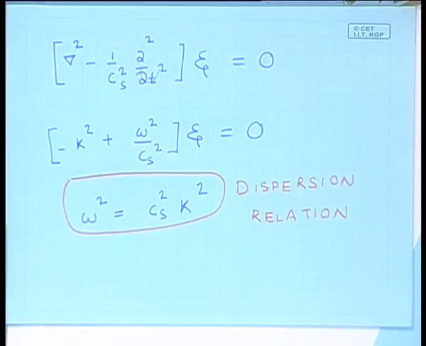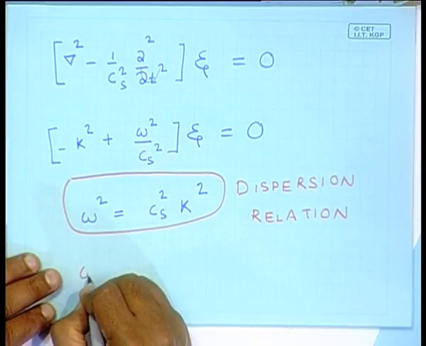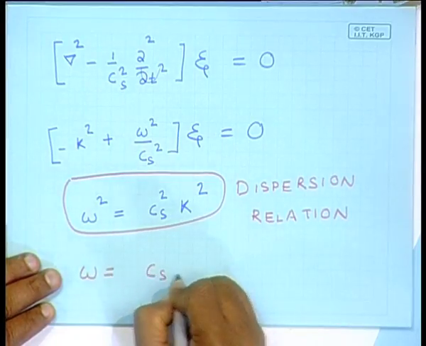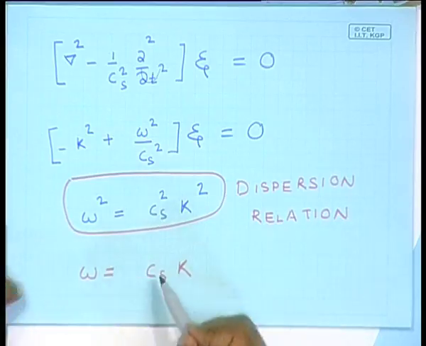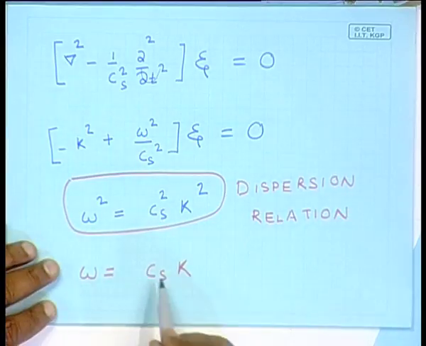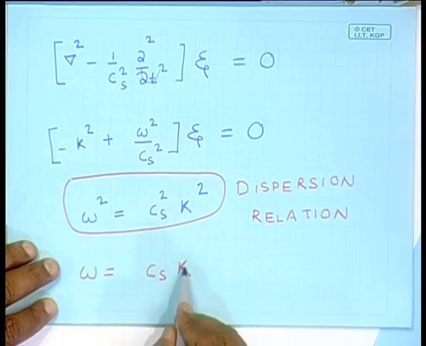The dispersion relation is a relation between the wave number and the angular frequency. The plane wave is a solution provided it satisfies the dispersion relation. That is the importance of the dispersion relation. It tells us how the wave number and the angular frequency are related. Now, let us come back to this dispersion relation. It tells us that omega, the angular frequency, should be equal to Cs into k. We have kept only the positive root of this equation.